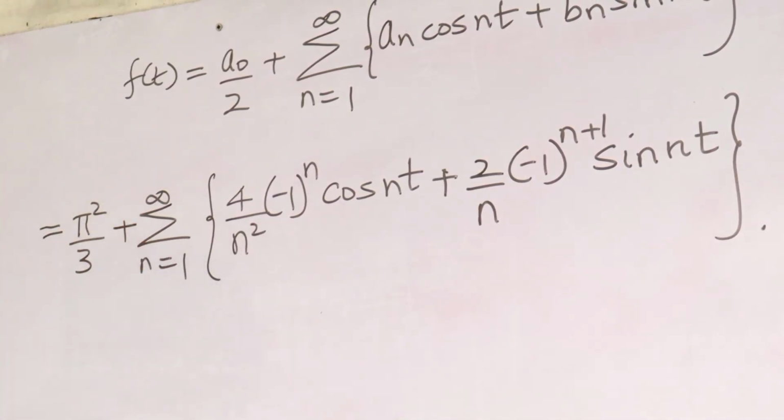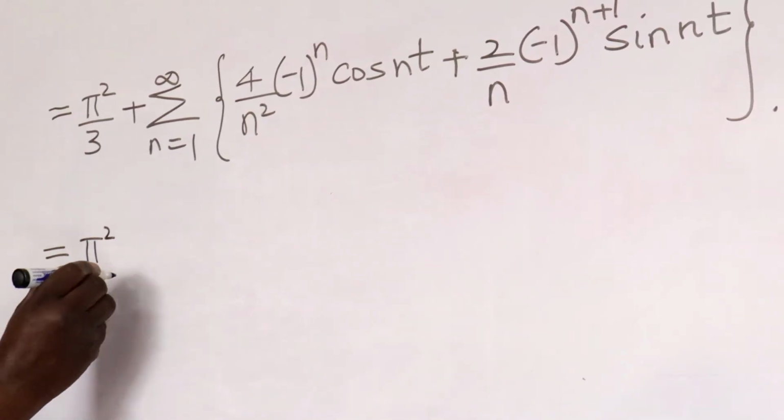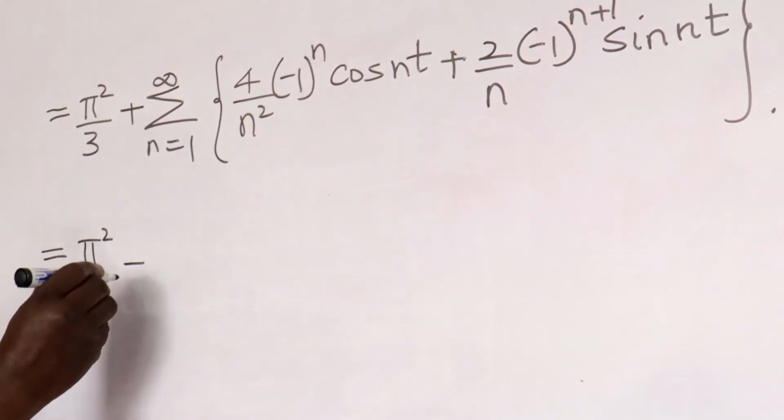But sometimes you can also write indicating some few terms of the series. So we can now write the series and say this is pi squared all over 3 plus 4.